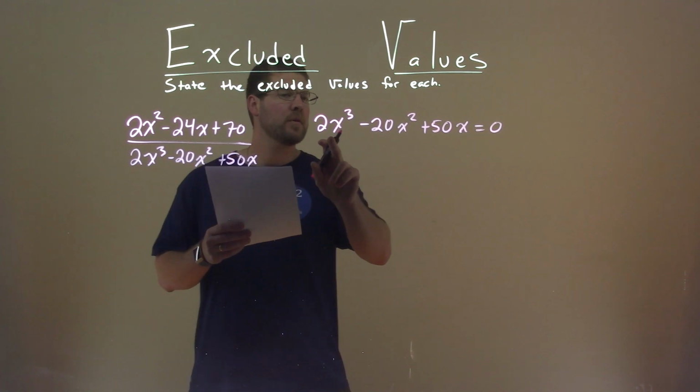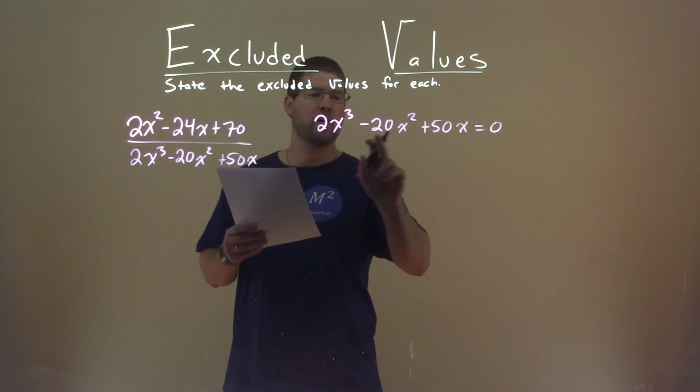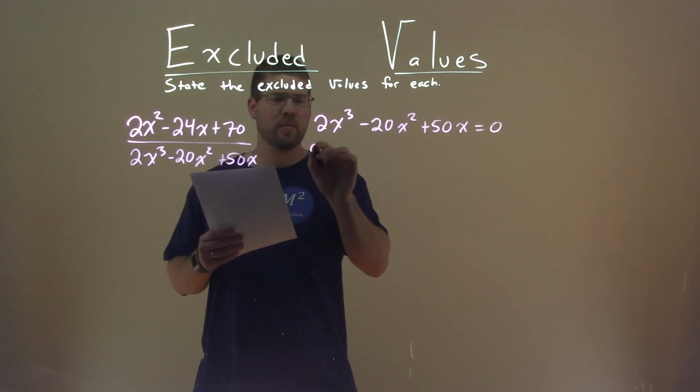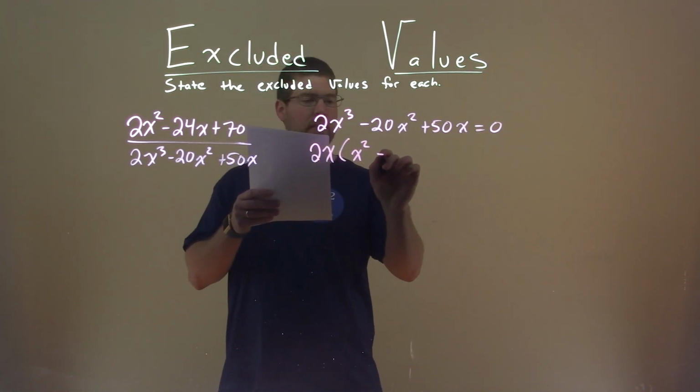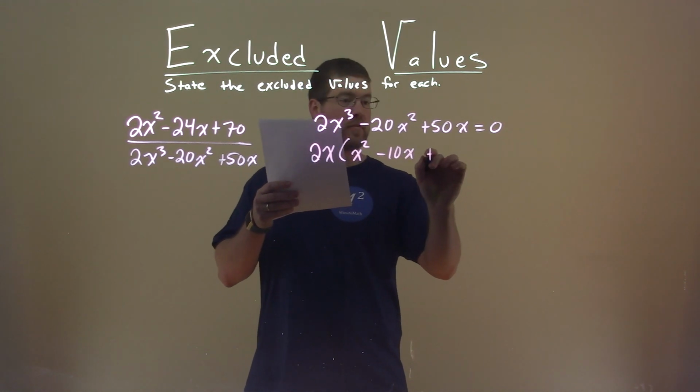Well, notice there's a 2 in all parts here as well as an x. So I'm going to pull out a 2x. What am I left with? x squared minus 10x plus 25.